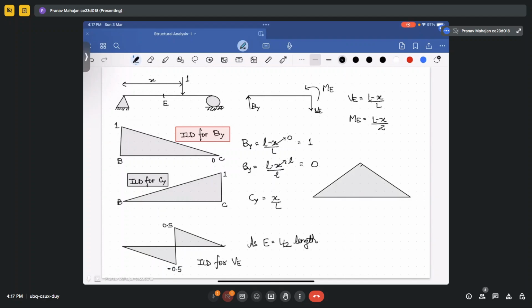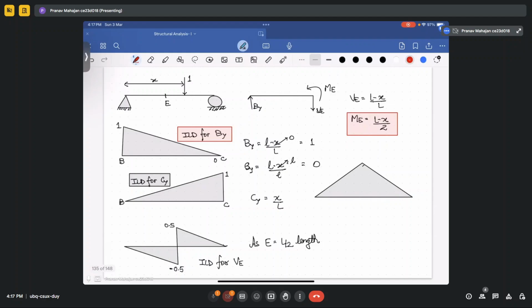Okay. So here, if you put the value as L by 2 in this equation, x equal to L by 2, you will get the value as 1 by 4. Okay. So here, this ordinate is 1 by 4. So this is B, E, C, and this will be your ILD for ME.